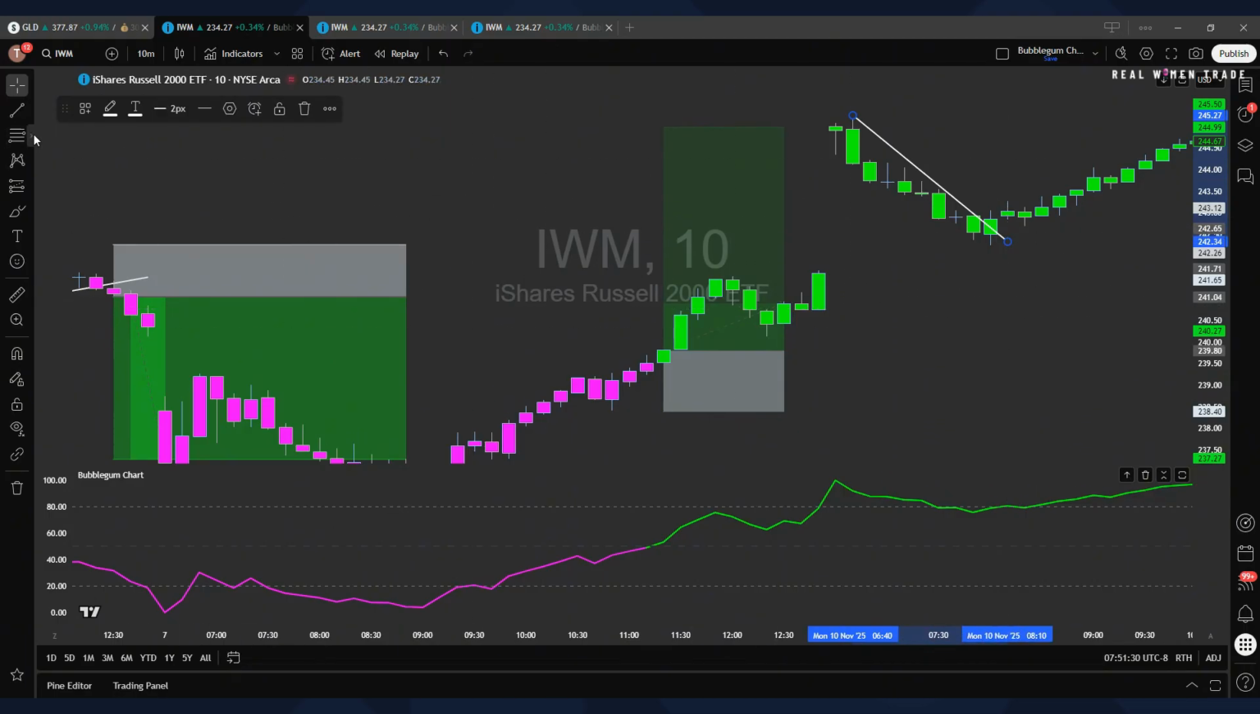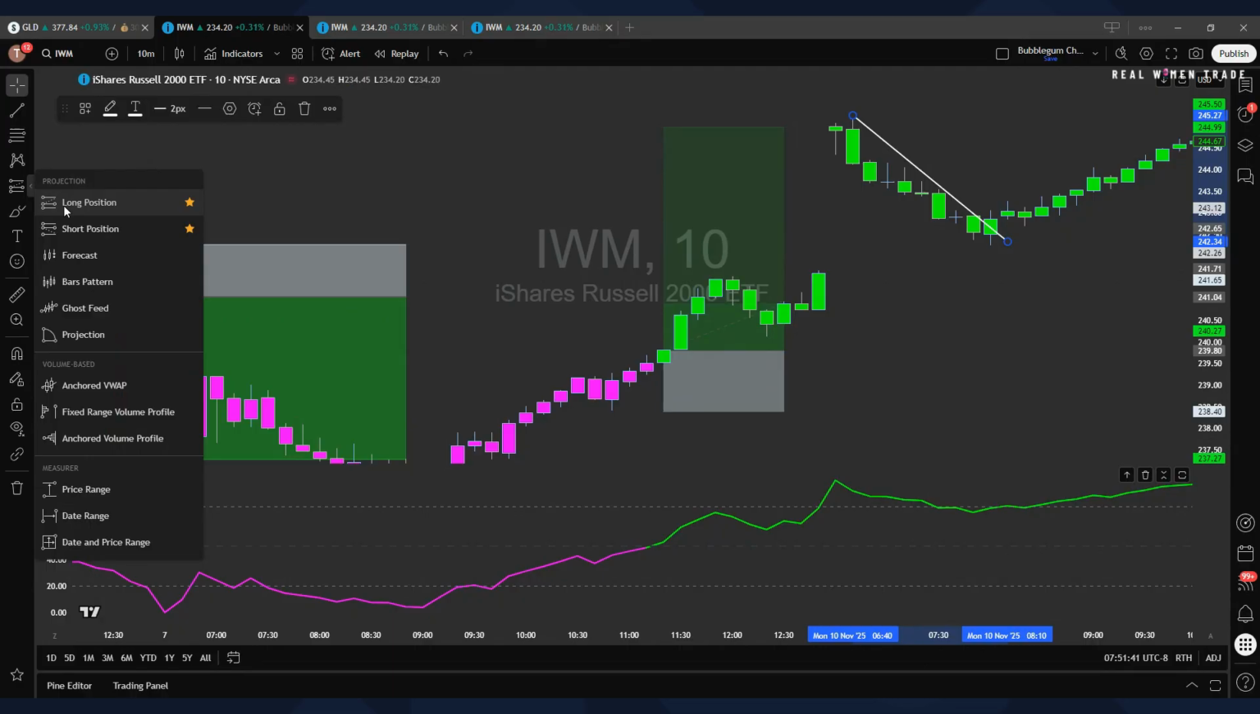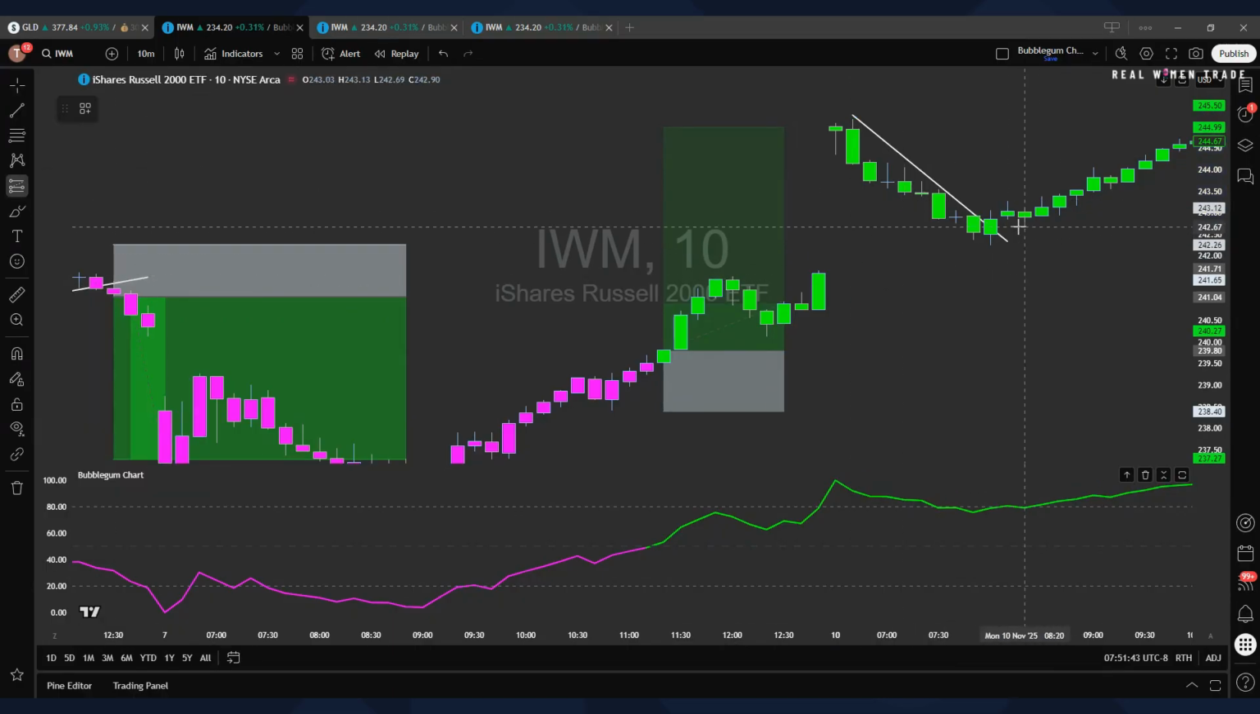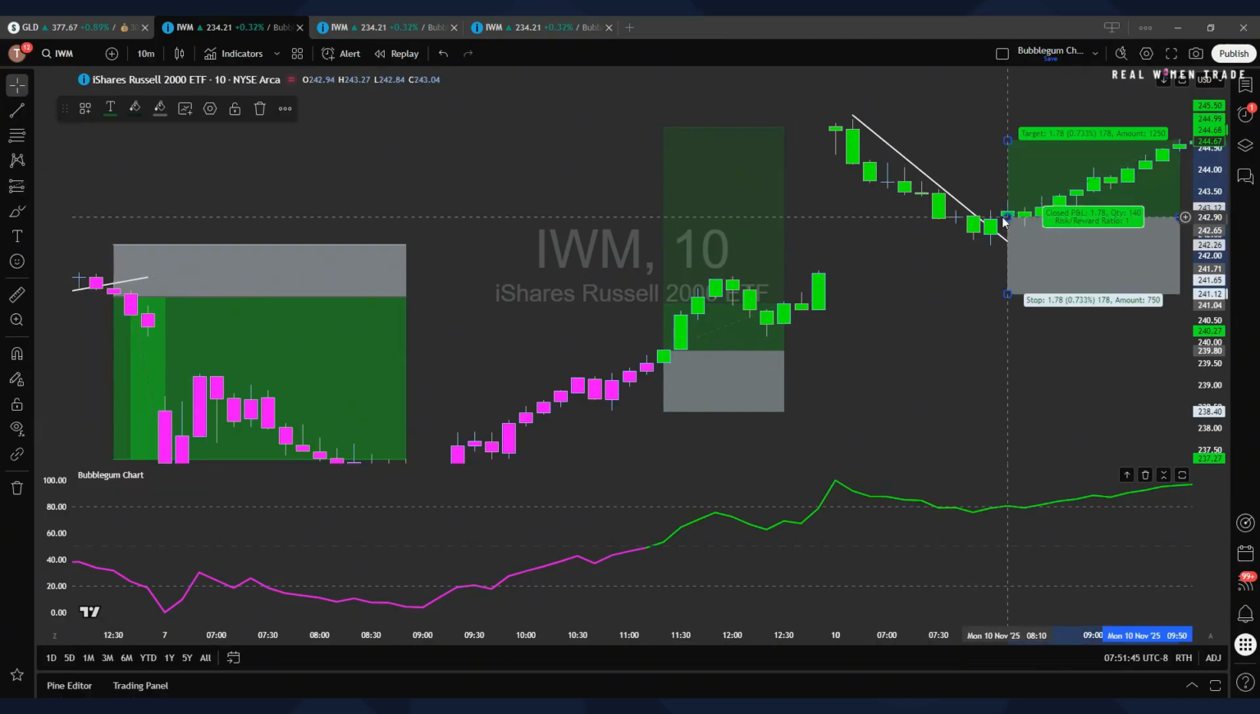So we have a very strong bubble flow. It's moving above the 80. So we know we're in the uptrend in a pullback, and we're looking for a long position. So we could have gotten long anywhere in here. Our stop at this low.